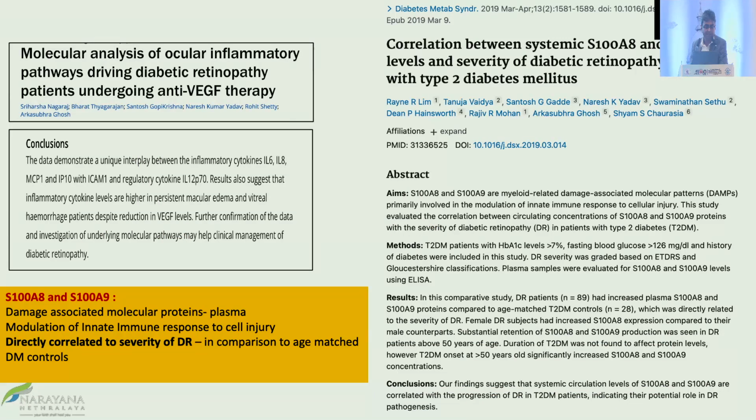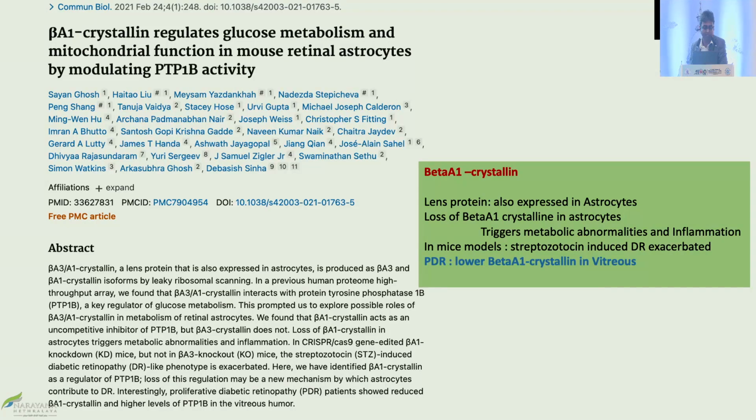It's the same reiteration, and these are some papers that we have published over a period of time. You can see this S100, and these are the molecules which say that the damage-related molecular proteins directly correlate to the severity of diabetic retinopathy. As the severity of diabetic retinopathy increases, these molecules are found in excess.